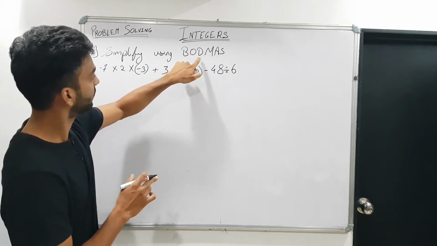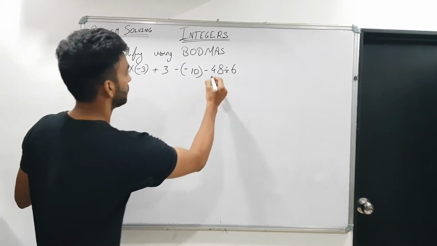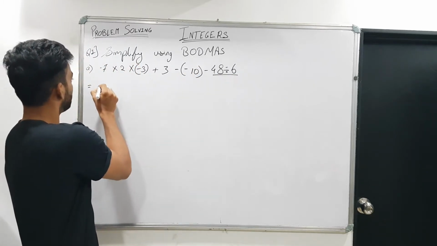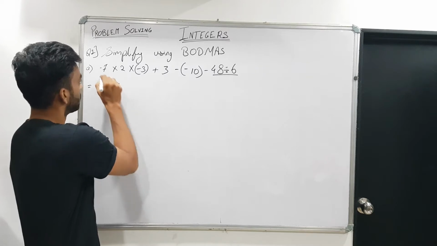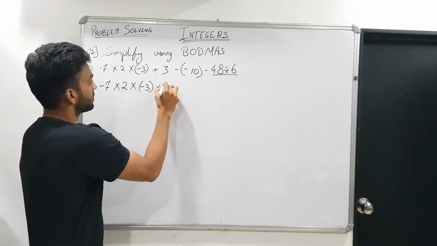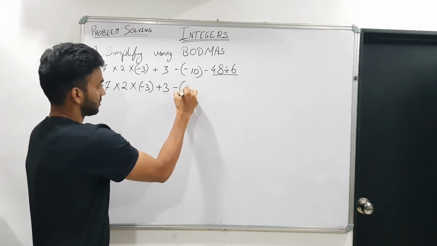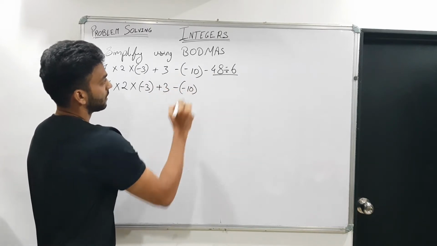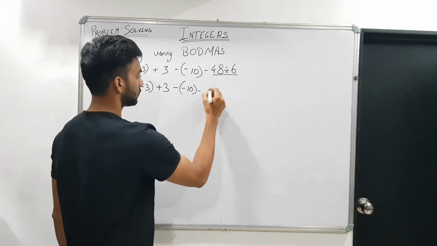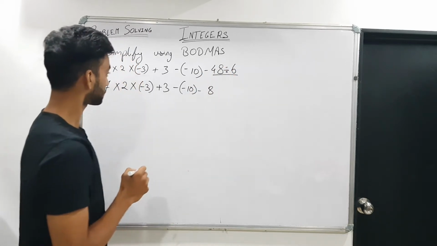So after that we have division, which is here. So we'll be solving this part first. Division. So here the rest of the thing will remain same. That is this part, minus 7 into 2 into minus 3 plus 3 minus bracket minus 10. Now this part we are solving. 48 divided by 6. So this will be 8.